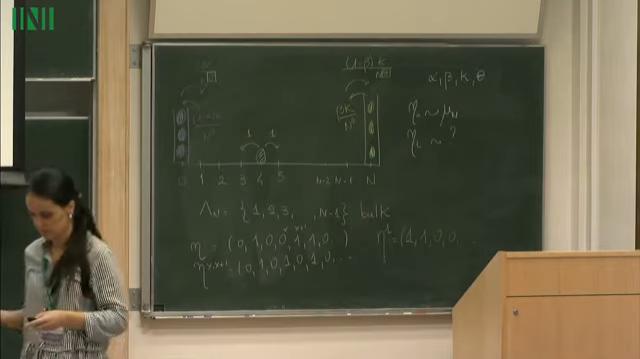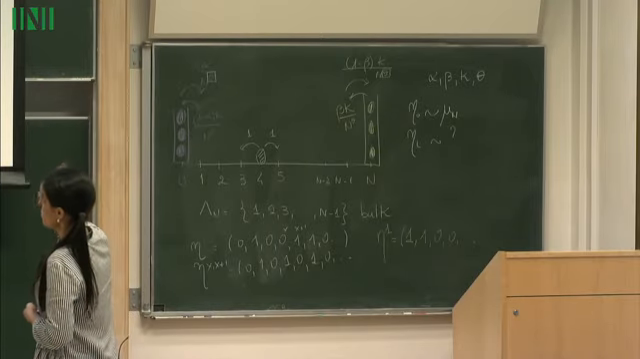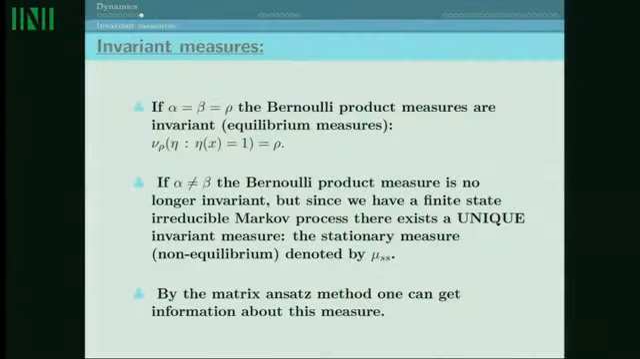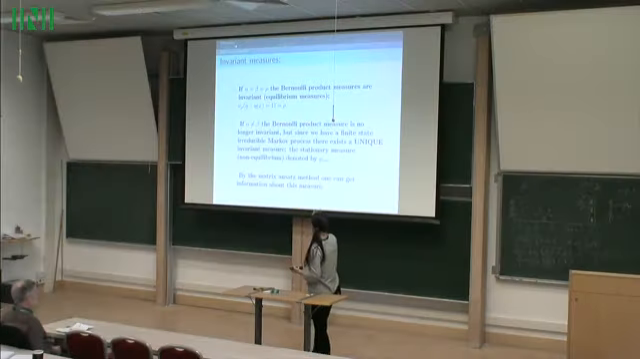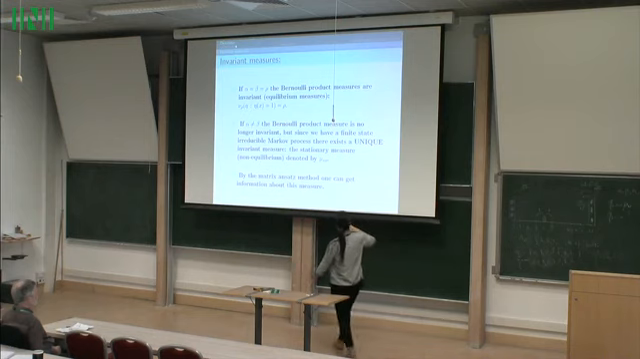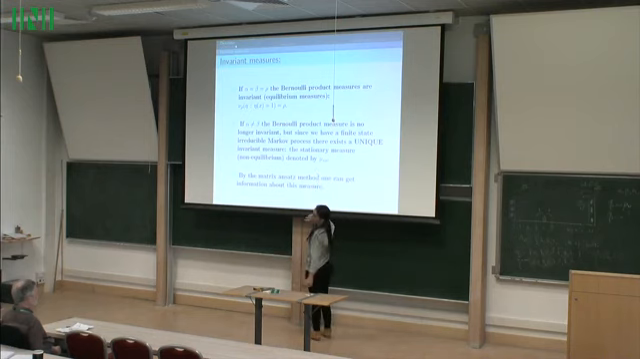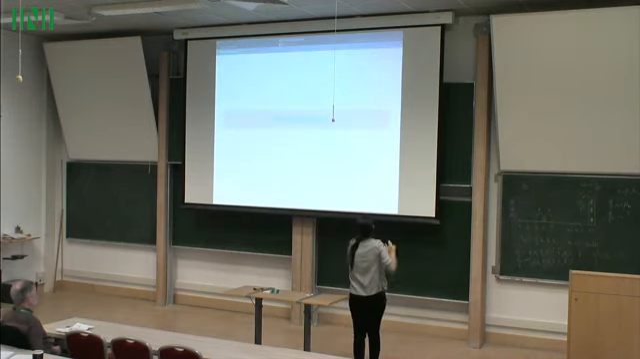Anyway, I'm going to fix notation now. Whenever you see alpha equal to beta equal to rho, we have this invariant measure, which is the Bernoulli product measure. When alpha is different from beta, we have a certain invariant, stationary measure. We know that this measure exists, because we have a Markov chain which is irreducible and with a finite state space, so there is some invariant measure. And this matrix method gives us information about that measure, and I'm going to denote it by mu SS, the stationary state. So now, what about hydrodynamics?